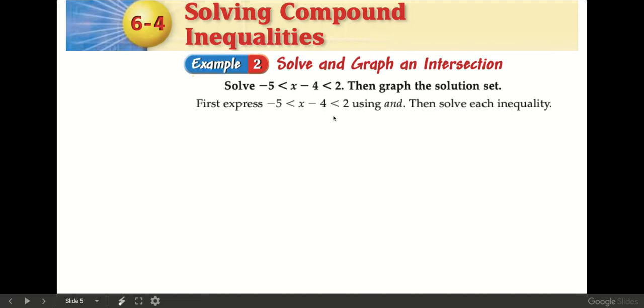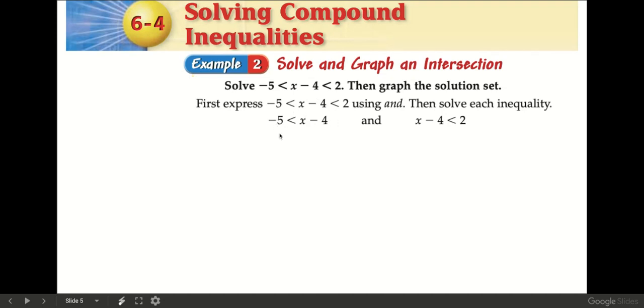If I use this inequality, I can write it as -5 is less than x minus 4. And then I can also write this one: x minus 4 is less than 2. So basically, I took this inequality and wrote it as two separate inequalities. Now, this inequality becomes a really easy one to solve, right?